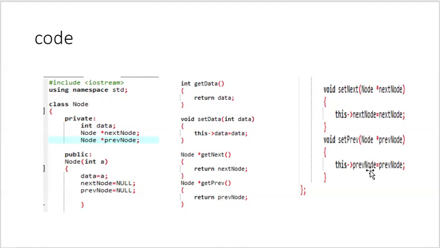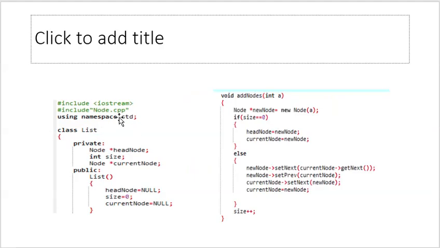So this is one CPP file which I will save with the name node.cpp. Like this you can call it by just including its name, as we include node.cpp. So this previous file will be included in this file. So here I have mentioned the class List.